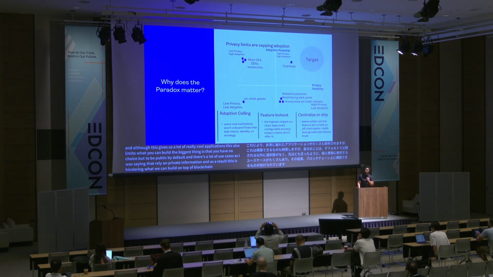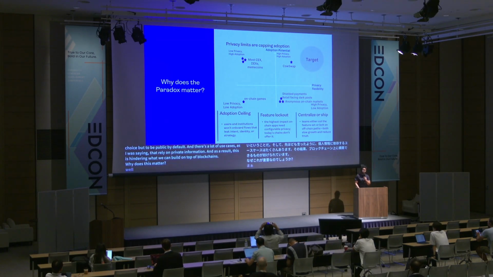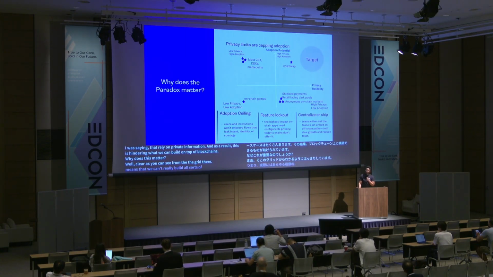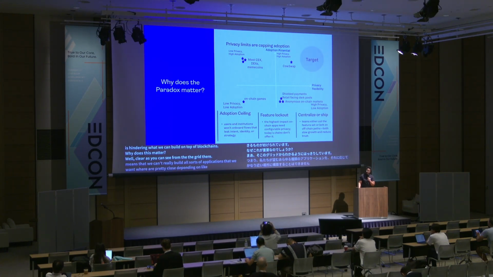Why does this matter? Well, clearly, as you can see from the grid there, it means that we can't really build all sorts of applications that we want. We are pretty close, depending on what tools you use. As you see, this CowSwap doesn't really use advanced cryptography, but it does use some clever architectural decisions to be able to give decent amounts of privacy.